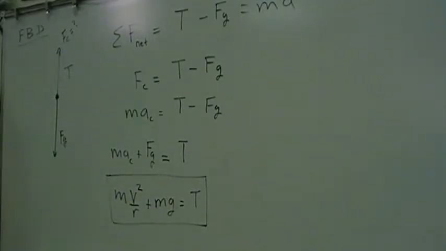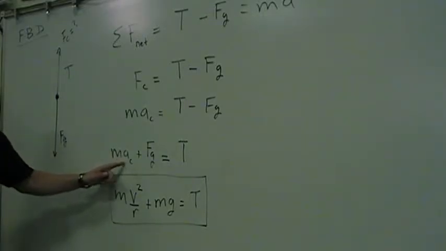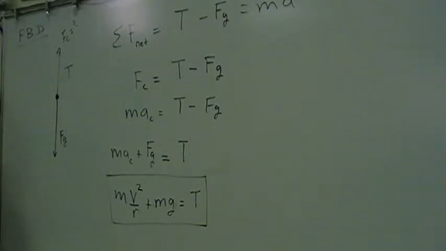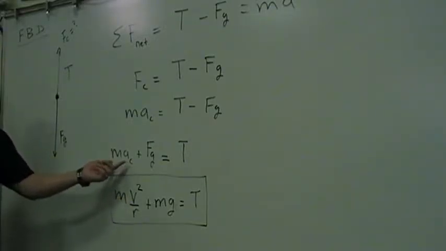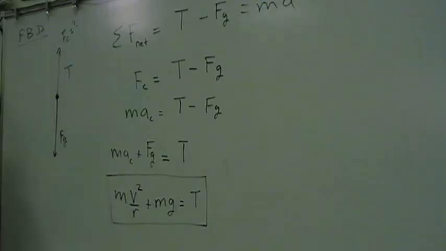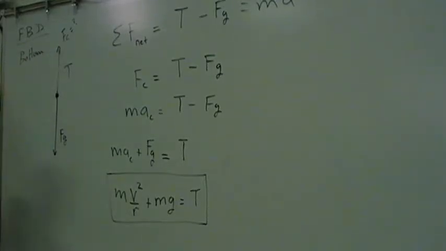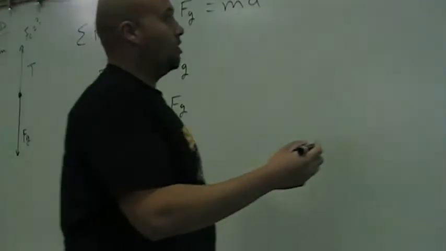If you were to leave it as MAC plus Fg, it would be a problem. It's not that it's wrong, but AC is something that you can't directly measure. You can measure the tangential velocity, but you can't directly measure AC. All right, so let's go ahead and look at the top.